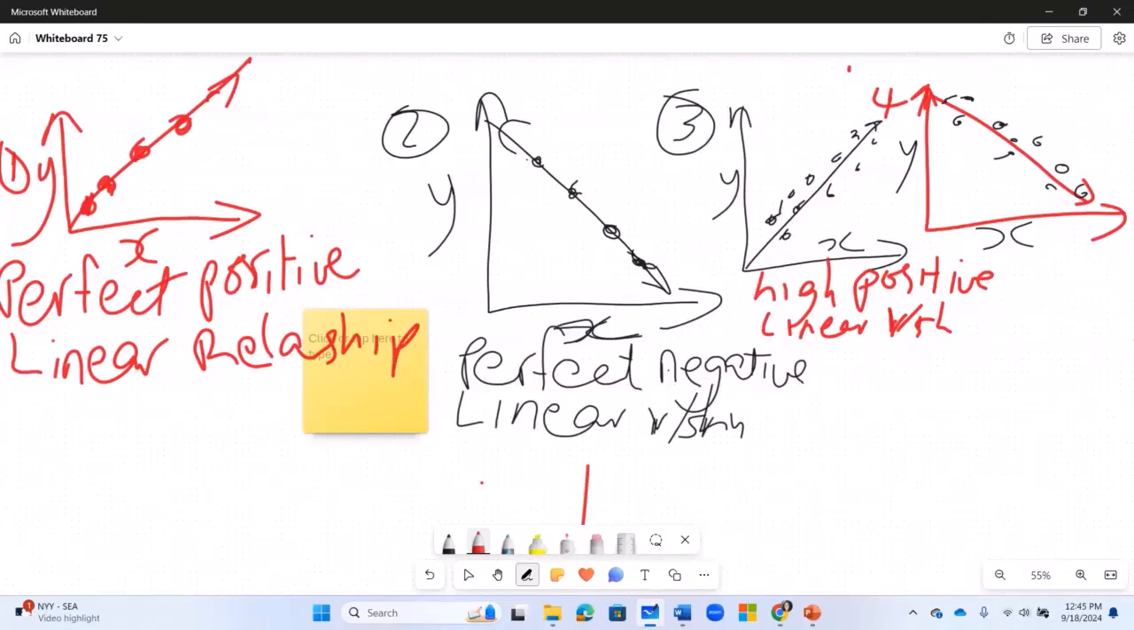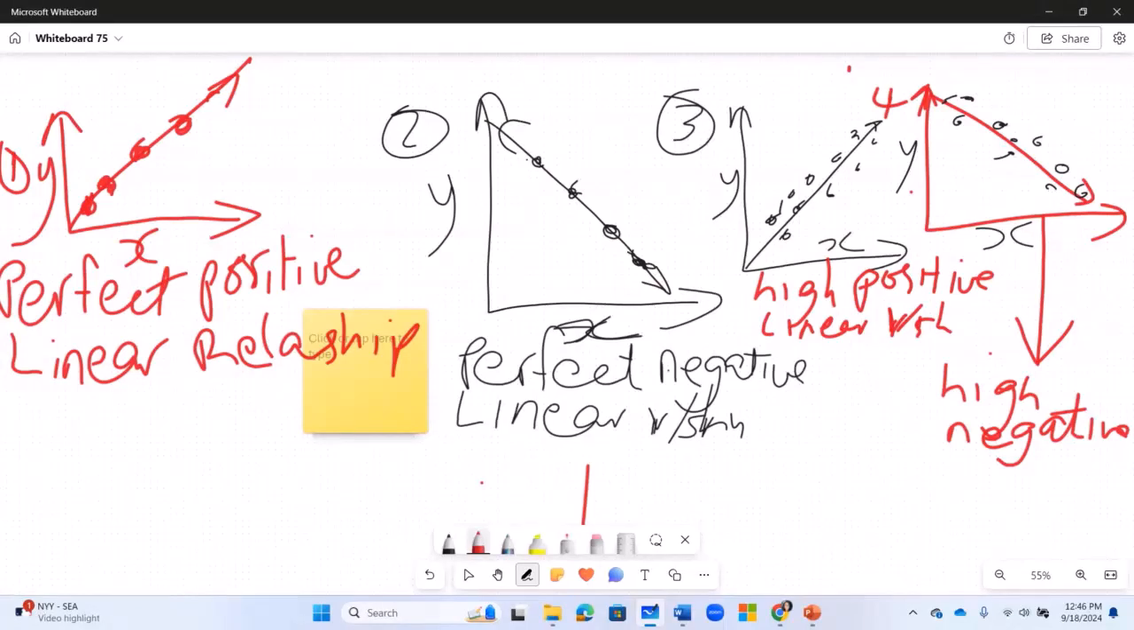Okay. Now, this one here, I will address it as a high negative linear relationship. So that is a high negative linear relationship between the predictor variable or explanatory variable and the response variable. Don't forget, Y is the response variable, X is the predictor or explanatory variable.